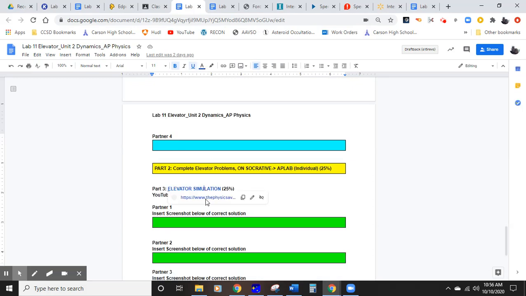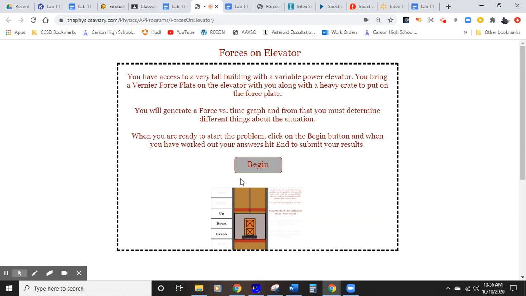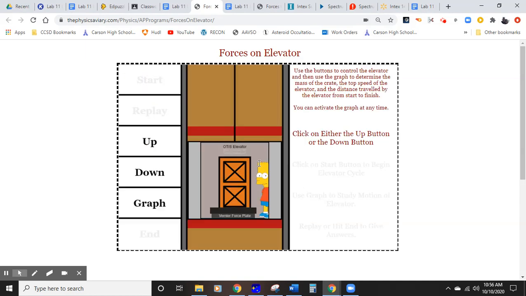Simulation, right? There we go. Take a look at it. Okay, so what we have here is access to a very tall building with a variable power elevator, and there's a scale on it, and you can either go up or down. It's going to give you a force versus time graph from which you have to determine several different things about it.